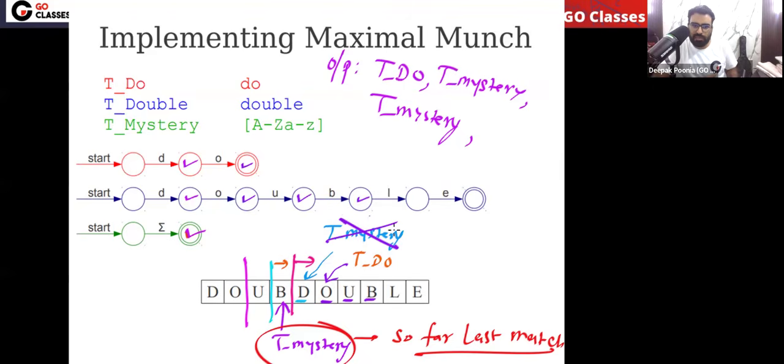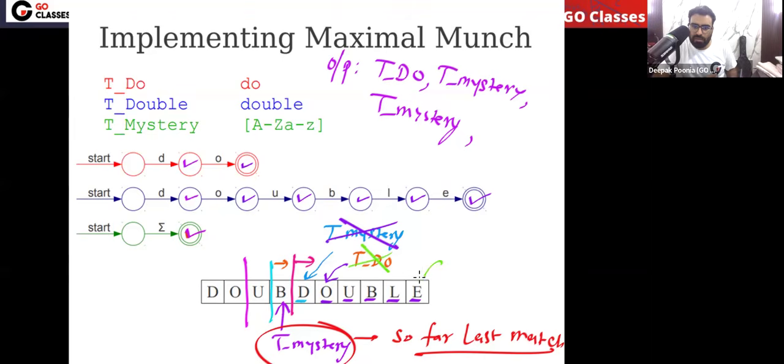Then you will read B, the second NFA will go here. The first and third NFA are stuck. When you read L, the second NFA will go here. First and third NFA are stuck. When you read E, the second NFA will go to the final state. Because the second NFA will go to the final state, the previous marker I can remove.